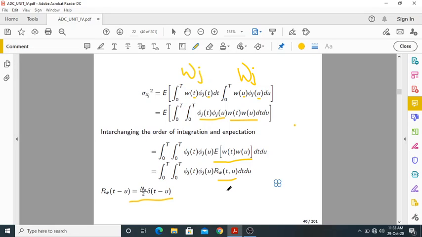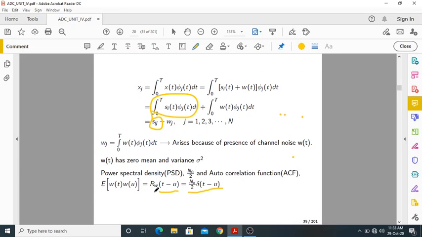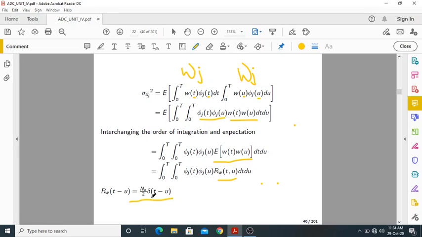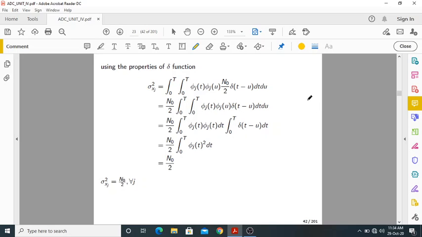Now this is Rw of t comma u, or Rw of t minus u, that is n naught by 2 delta of t minus u. Rw of t comma u is also one more way of representing the autocorrelation function. Rw of t minus u or Rw of t comma u, anything is alright. But what is that? n naught by 2 delta of t minus u. I am substituting it here, with n naught by 2 outside the integration.